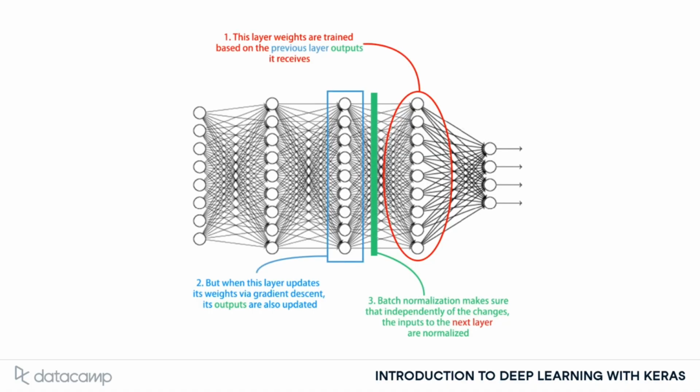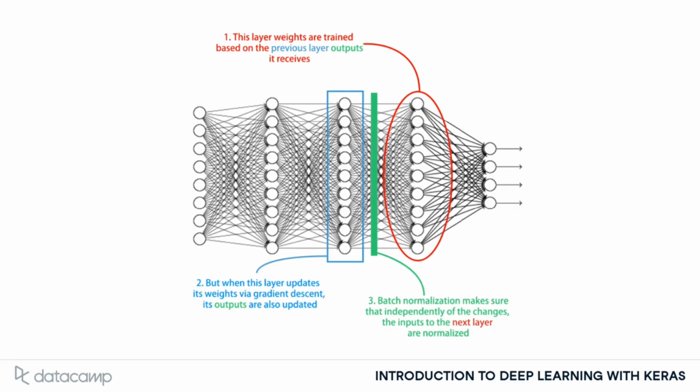Normalizing neural network inputs improves our model, but deeper layers are trained based on previous layer outputs, and since weights get updated via gradient descent, consecutive layers no longer benefit from normalization, and they need to adapt to previous layers' weight changes, finding more trouble to learn their own weights. Batch normalization makes sure that, independently of the changes, the inputs to the next layer are normalized.